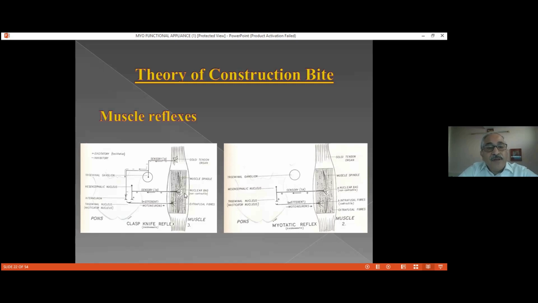The same response is going to go, but there is an additional response which goes to the Golgi tendon organ, and this silences the muscle in response to the excessive pressure or the stretching of the muscle beyond a particular level.